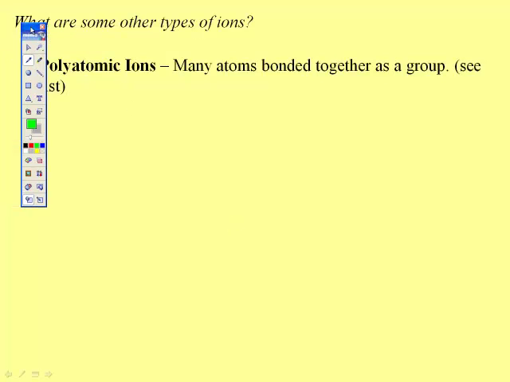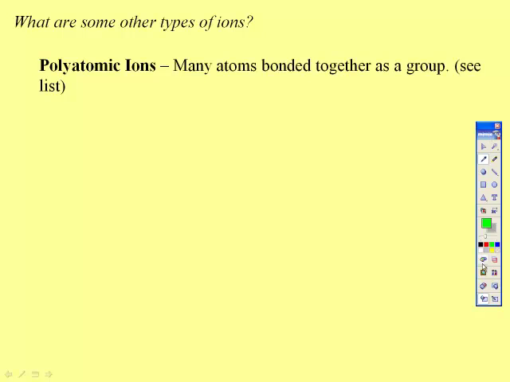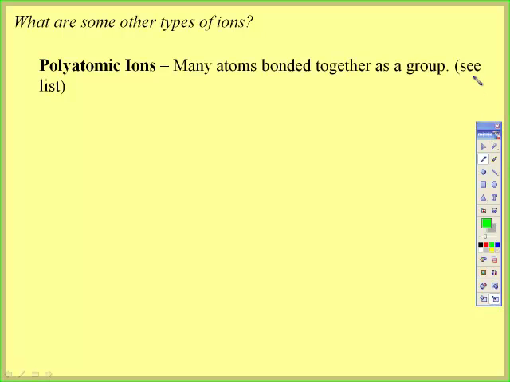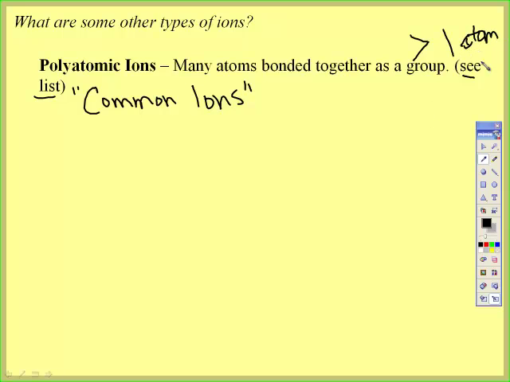Let's talk about polyatomic ions. And for polyatomic ions, the important thing I need to mention here is that you need to see your list that I gave you. At the top it says common ions. And I gave you this sheet on the day that you took your pretest. It's just kind of a one-sided sheet with a list of ions on there. And this is many atoms bonded together as a group. Remember, more than one atom makes it polyatomic.